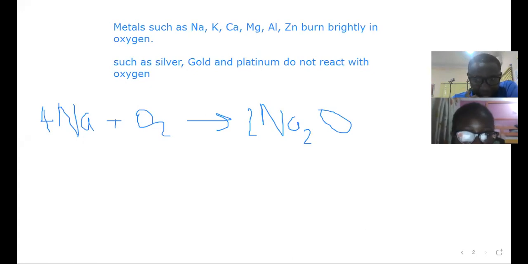Now, reaction with non-metals. Reaction with non-metals.